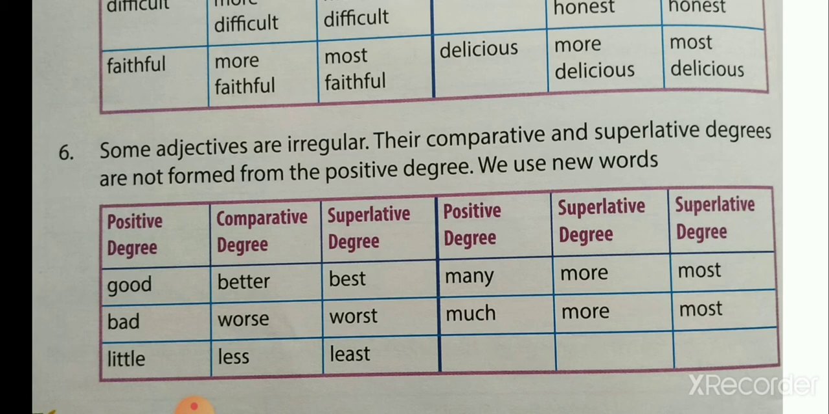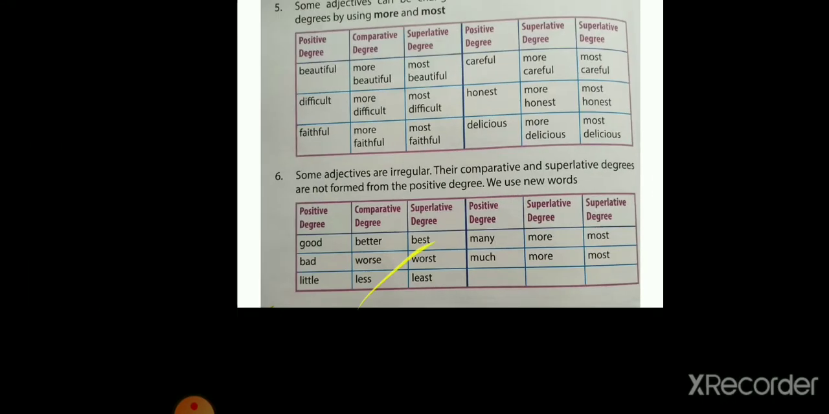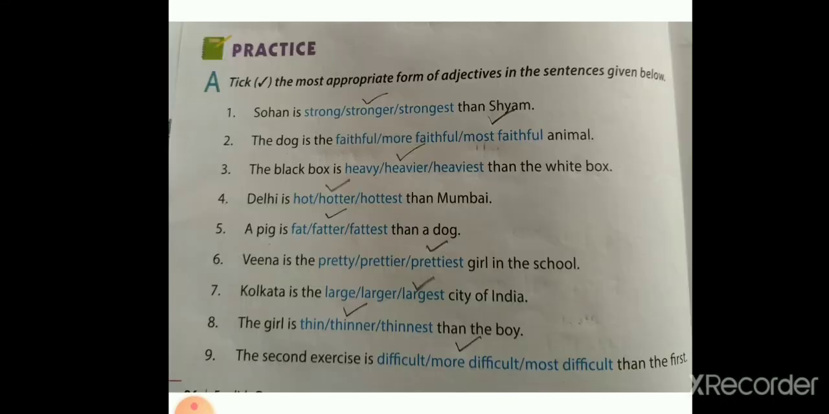So for good, we cannot add more good or most good. We cannot just say gooder or goodest. That is not the correct form. We need to change it to better and best. For bad, worse, worst. For little, less, least. For many, more, most. For much, more and most. Now we have a practice paper. We will do it.